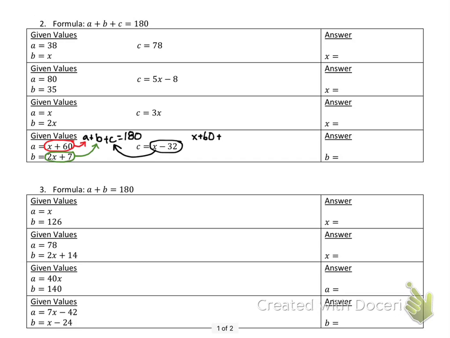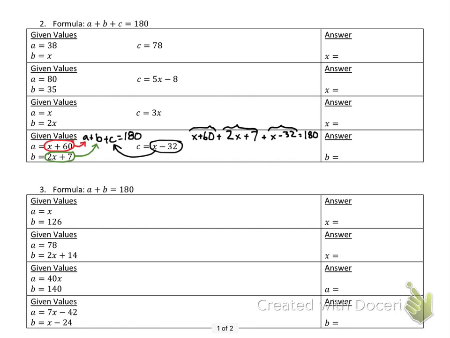Started with x plus 60. What's the next thing that I have after that? 2x plus 7. And the third. And then x minus 32. So here's my a, b, and c all getting plugged in, and that all adds up to 180.